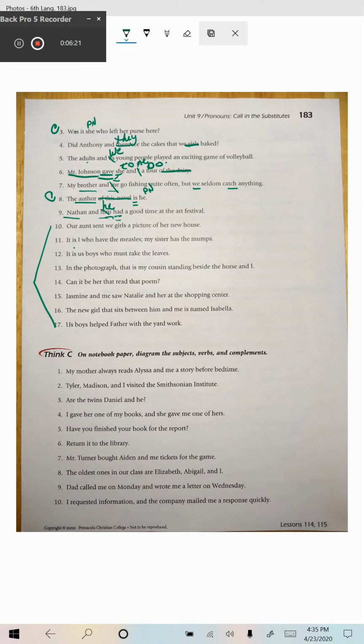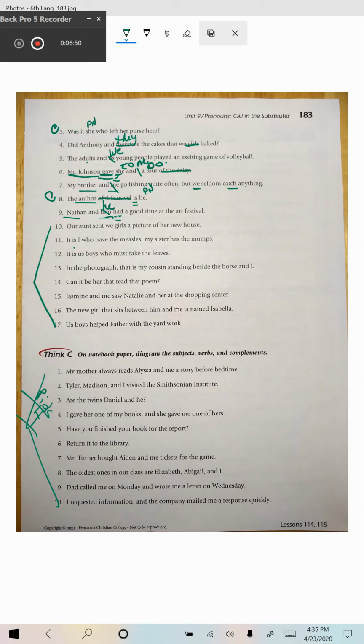All right, let's look down. So you have, what, 2 more corrects? All right. On notebook paper, diagram the subject, verbs, and complements. So I'm going to have you pick any 4. Pick 4, okay? So pick 4 that you want to do. I'll do number 1 with you.